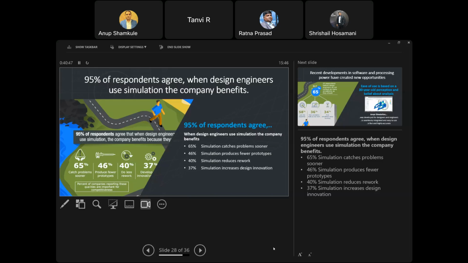Okay, so here, this is the concern whenever we ask. 60% of them say that simulation catches problems sooner, reduces rework, and increases design assurance. They are agreeing, but at the same time hesitant to give the tools to the design engineers, because if we depend on design engineers doing the analysis, they are worried whether it will be done properly.